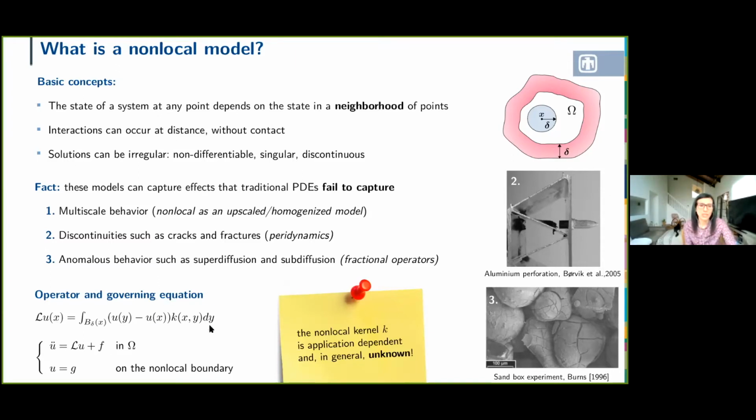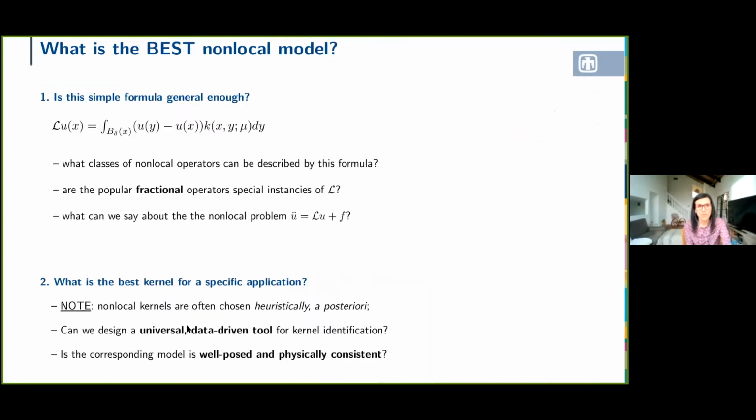Anyway, today I'm not going to address this specific challenge, but I'm going to address the challenge of finding the right kernel function. The kernel function cannot be measured. As I said, it's application dependent and it's usually unknown. So the question is, given a physical system or given some data, some measurements, how can we find the best K? So these are the most important questions that I will try to answer.